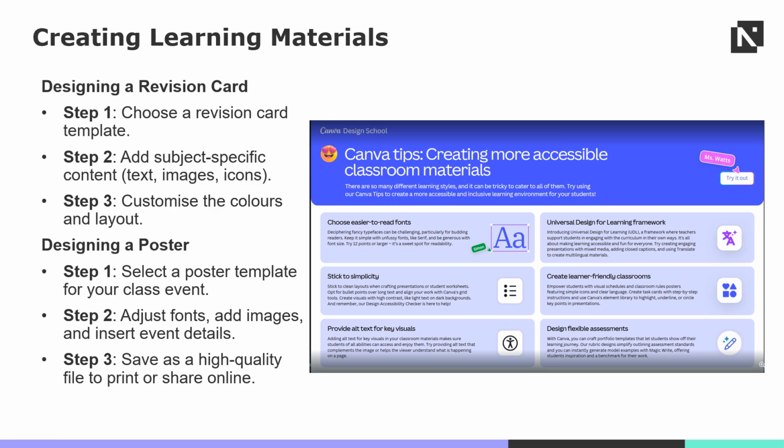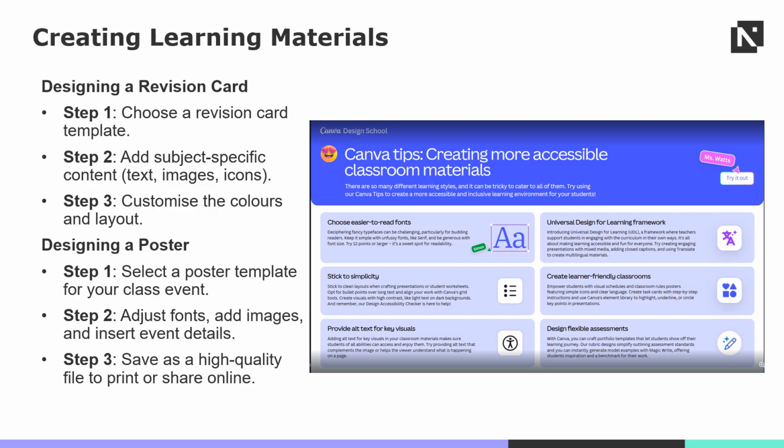Let's walk through how you can create learning resources quickly using Canva. Start with revision cards. Step 1. Begin by choosing a revision card template that suits your subject. Step 2. Add your own subject-specific content. This can include keywords, diagrams, icons or prompts for students. And 3. Customize the colours, fonts and layouts to suit your learners or your lesson theme.